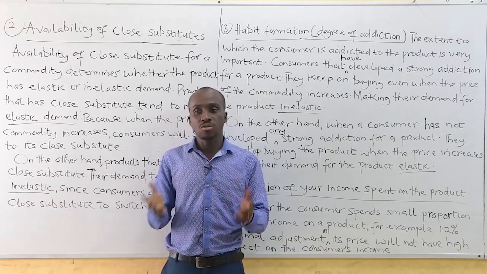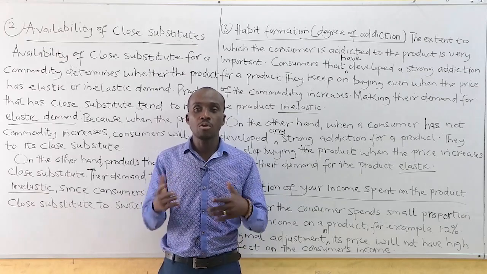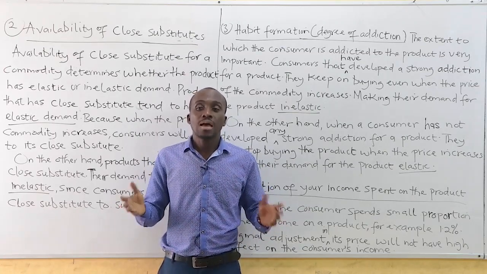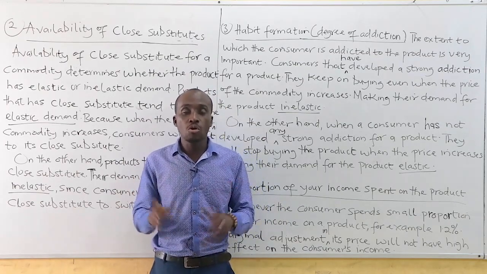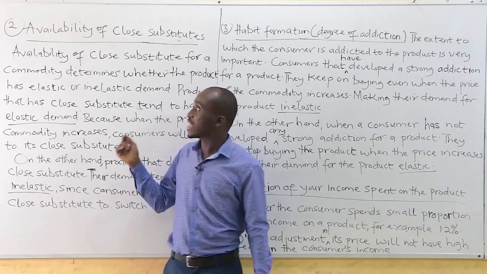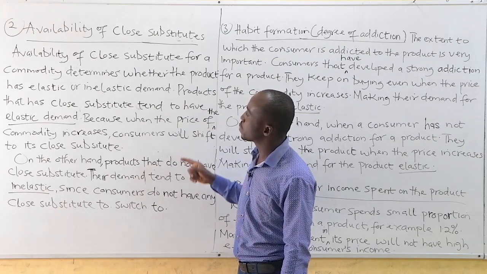Luxury goods are goods you can live without, like a diamond ring. So if the price of a diamond ring goes up, I can live without it, so I do not buy it, right? So your demand becomes what? Elastic.